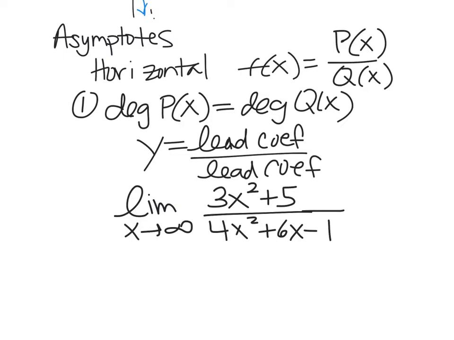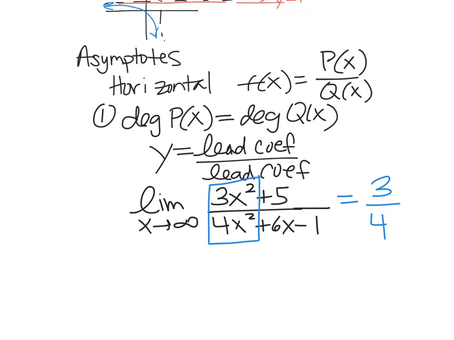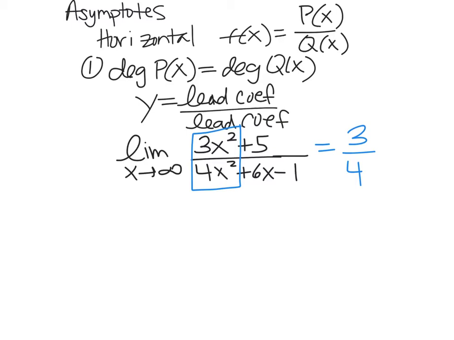5 doesn't matter. So you're really just looking at this right here. It's the leading coefficient over leading coefficient. So the limit is 3 over 4. Perfect. You're done. Nice, huh? If you remember your asymptotes for those, it's not going to be a problem for you.